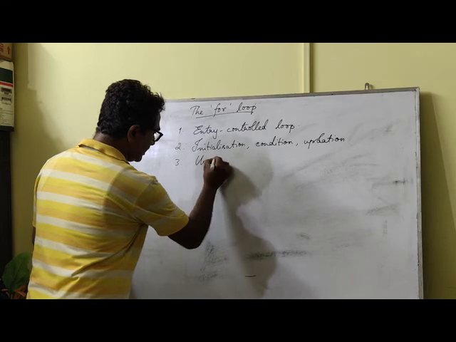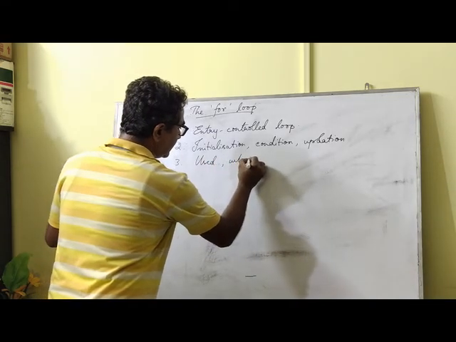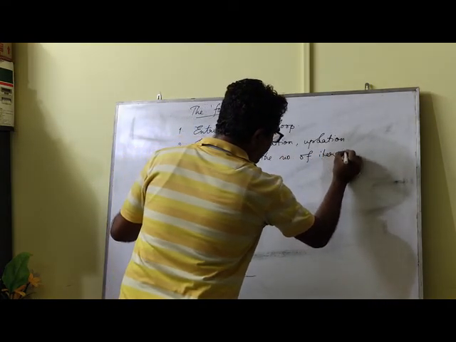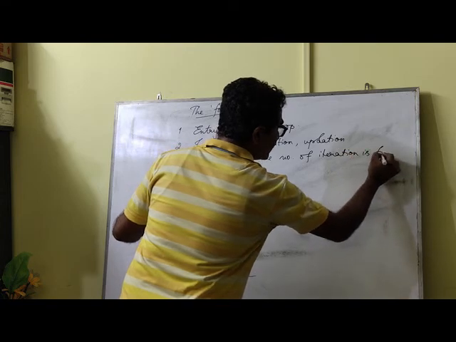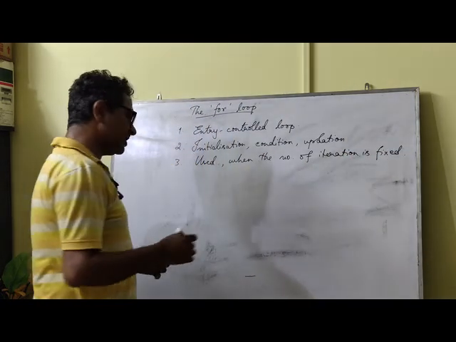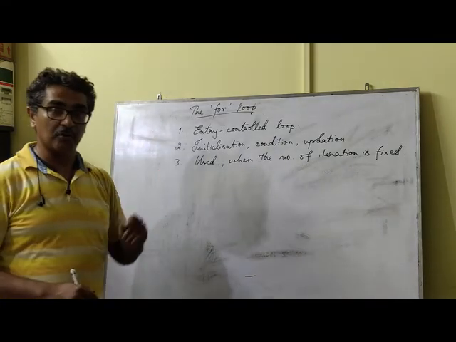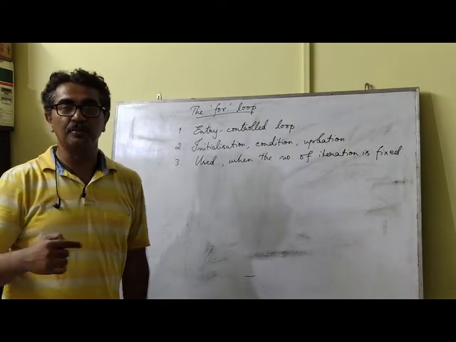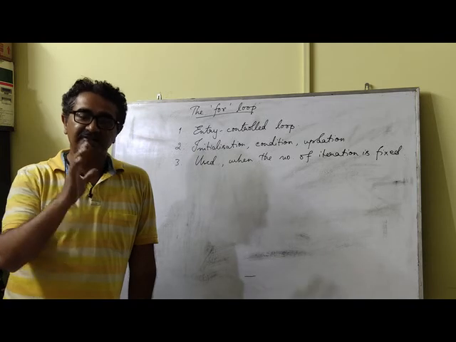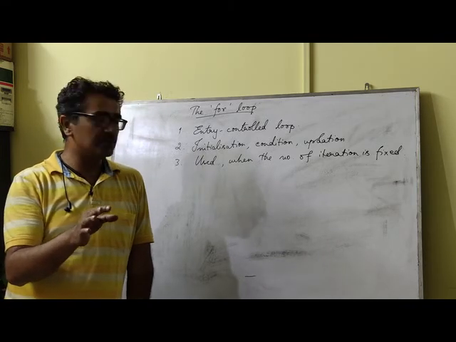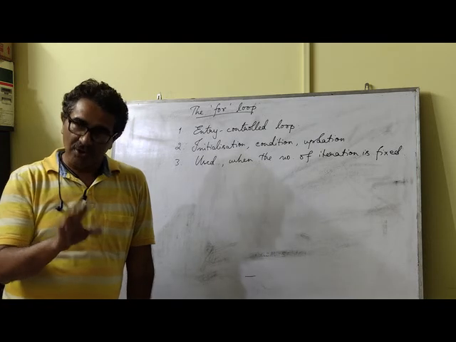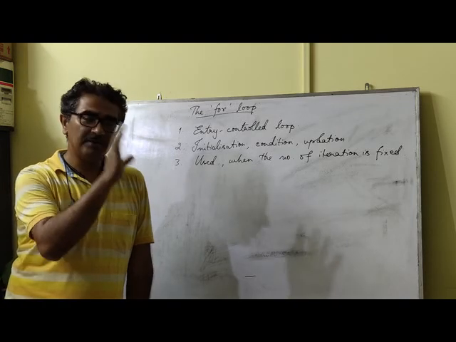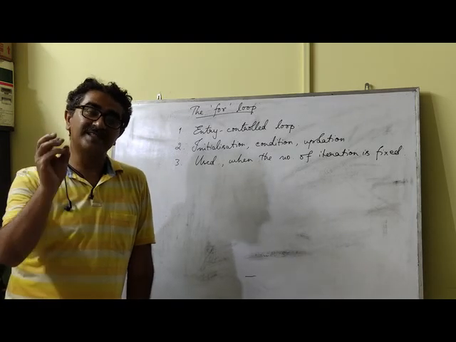Next, generally used when the number of iteration is fixed. So when the number of iteration is fixed, then we generally use the for loop. And when I tell the number of iteration is fixed, that means how many times the body of the loop gets executed. If it is fixed, that is fixed number of times if it gets executed, only then we use the for loop. But it is not necessarily, we may also use a for loop when the number of iteration is not fixed.